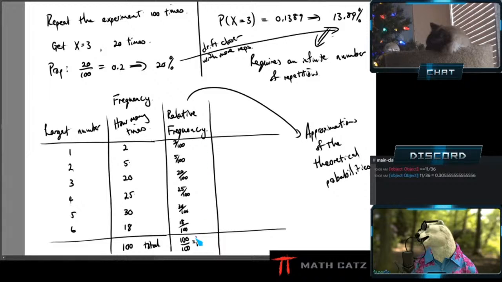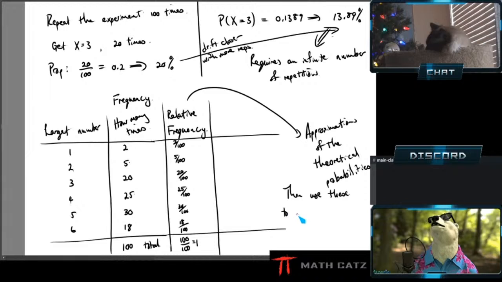So these approximations, if I don't have a lot of repetitions, might not be very close to the theoretical probabilities. But I know that the more repetitions I do, the closer and better these relative frequencies will be to the actual theoretical probability. And I can then use these relative frequencies to approximate the actual expected value.